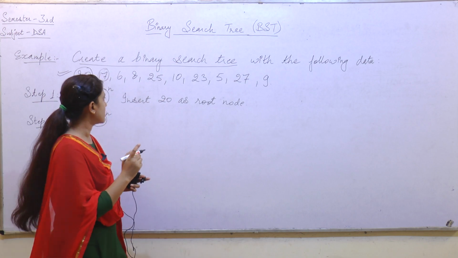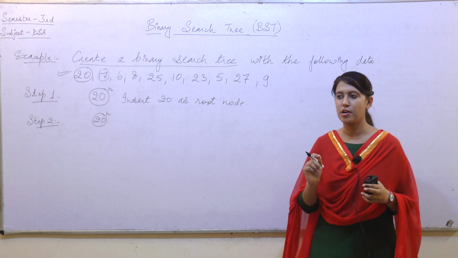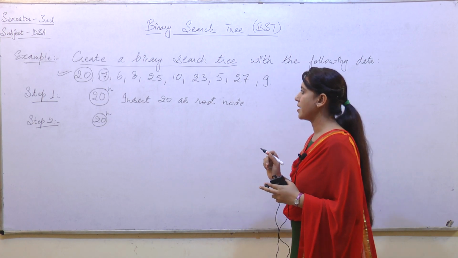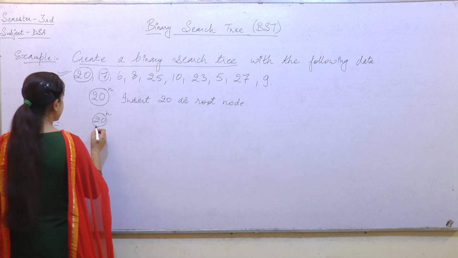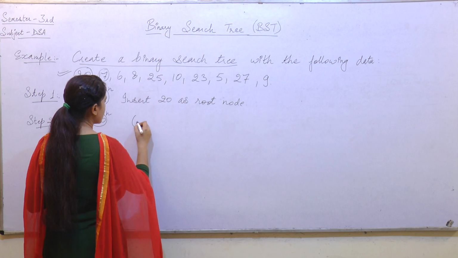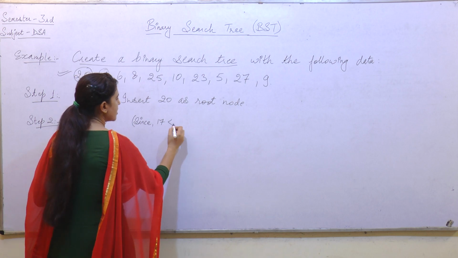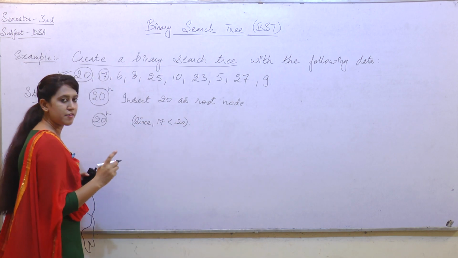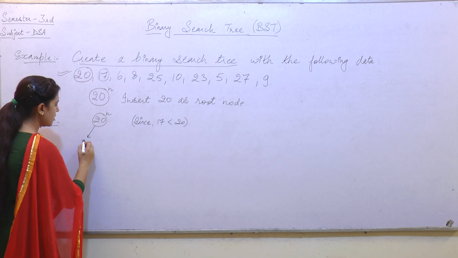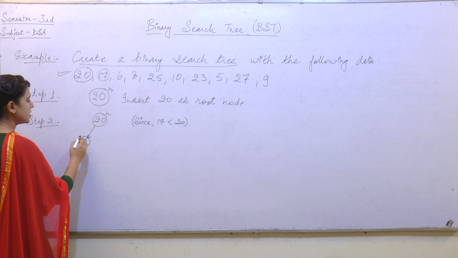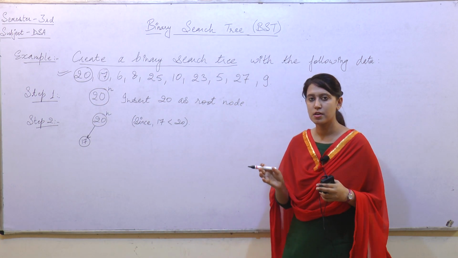So for inserting 17 in our binary search tree, we will compare 17 with our root node. Since 17 is less than 20, we will insert 17 on the left side of our root node. That is, 17 will become the left subtree of our root node.